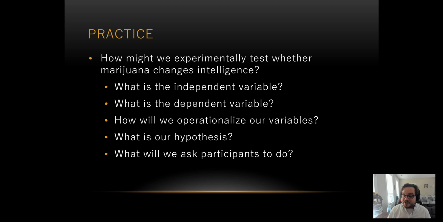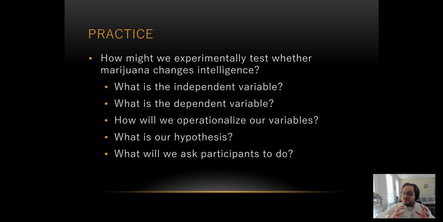Then run through what you're going to ask participants to do. I'm going to collect X number of participants. I'm going to randomly assign them, through random sampling, to each of these experimental or control groups. I'm going to ask them to consume a certain amount of THC or not, and then I'm going to make sure to specify the time frame for which you're going to do that.